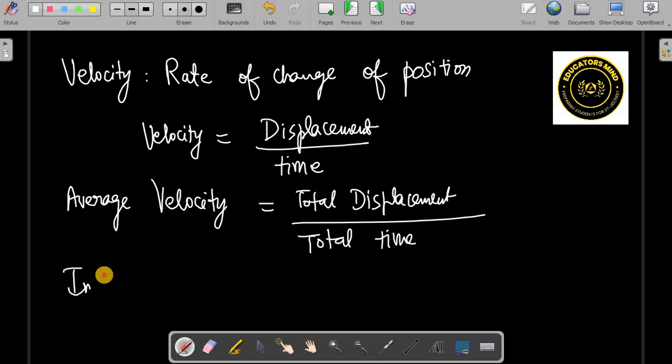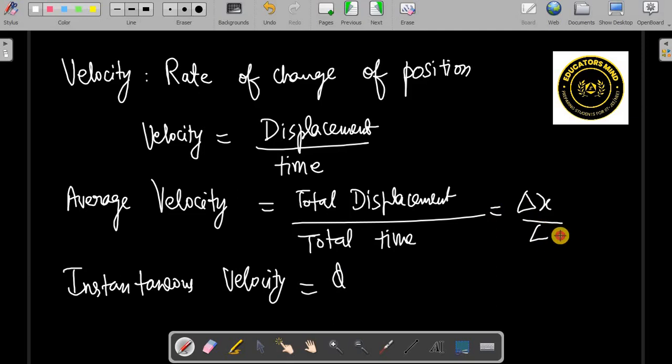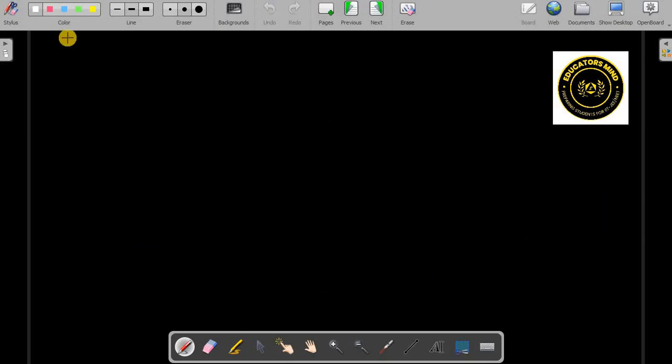And instantaneous velocity will be what? Here total displacement you can write delta x by delta t, and this will be dx by dt. Okay, instantaneous is nothing but the differentiation, right? We have to do differentiation of position with respect to time, delta x by delta t. Okay, then let's come to acceleration.